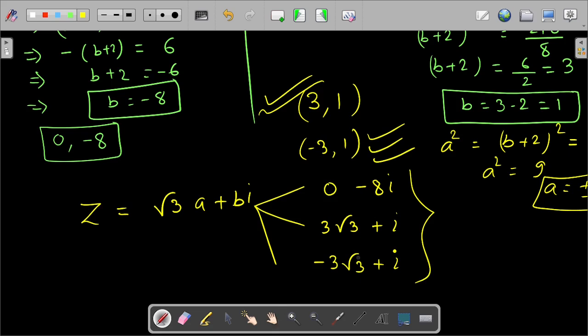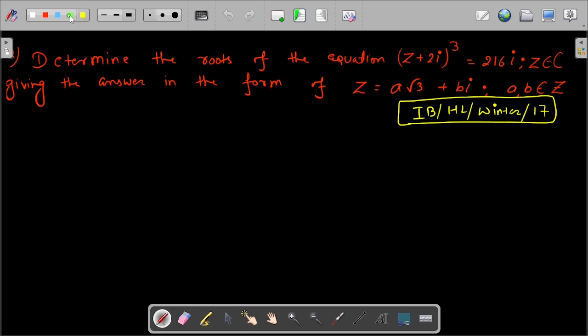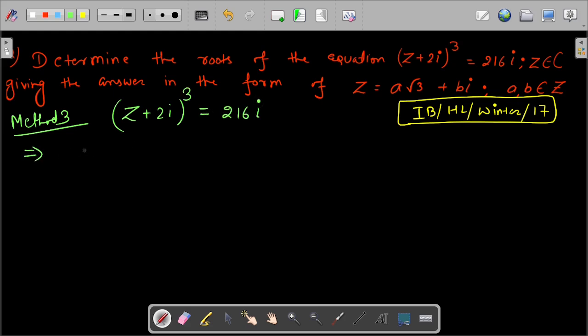Let us say it's the next method. See, the next method is this, method number 3. We have (z plus 2i) whole cube equals 216i. We can write it as (z plus 2i) whole cube minus 216i equals 0.